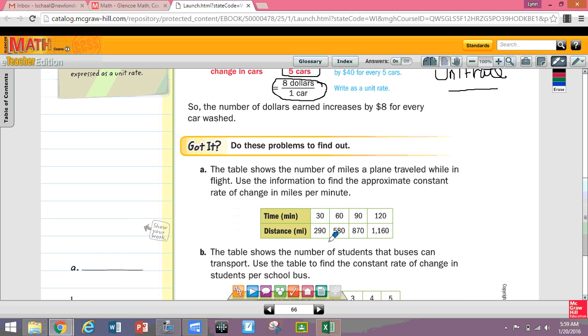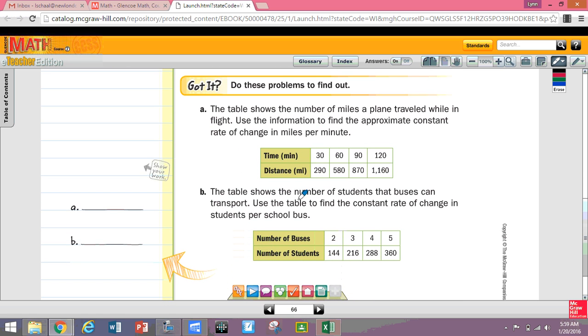Okay, so look at problem A here. To determine this constant rate of change, you're just going to figure out what do I add to this to get to this. So what did I do to 30 to get it to be 60? I added 30. What did I do to 60 to get it to be 90? I added 30. What did I do to 90 to get it to be 120? I added 30. And this is my x, my time. Distance is my y. What did I do to 290 to get it to be 580? I added 290.